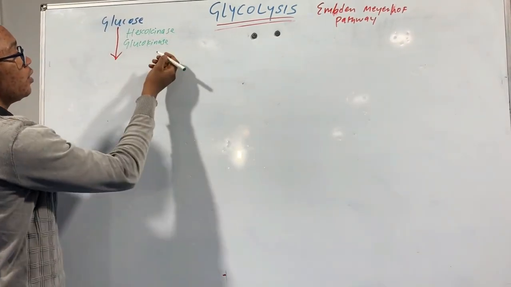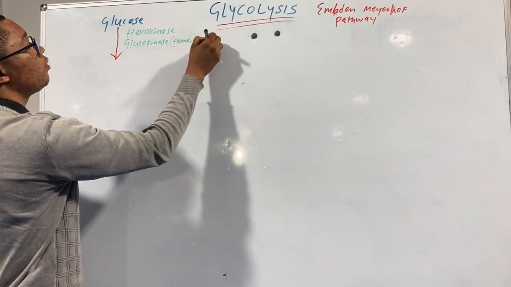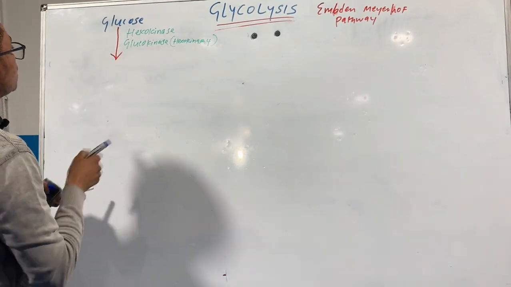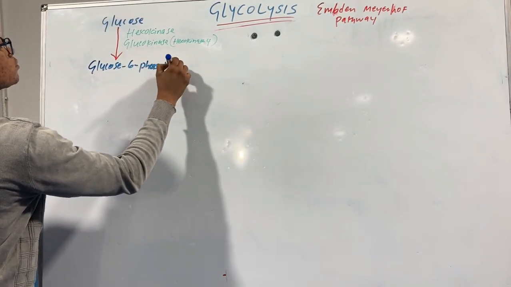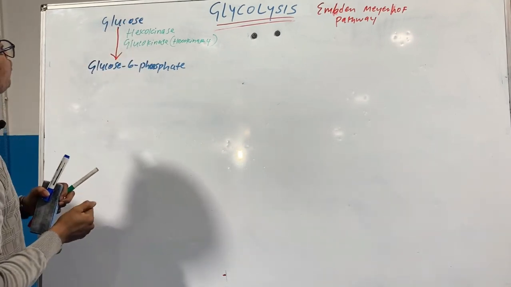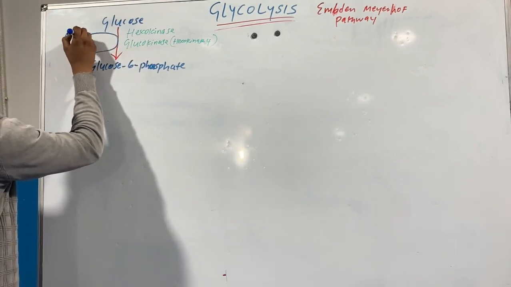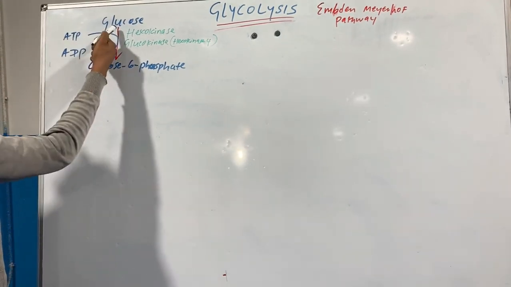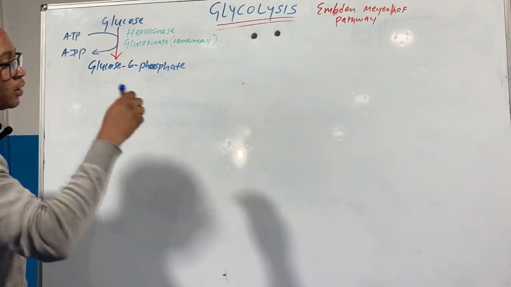All right, you can also call glucokinase hexokinase 4, okay. So what will happen here? Glucose is phosphorylated into glucose 6 phosphate. So the phosphate group that phosphorylates the carbon 6 of glucose is coming off from the breakdown of ATP into ADP. So the phosphate group is coming off from ATP and is phosphorylating the carbon 6 of glucose to give glucose 6 phosphate.